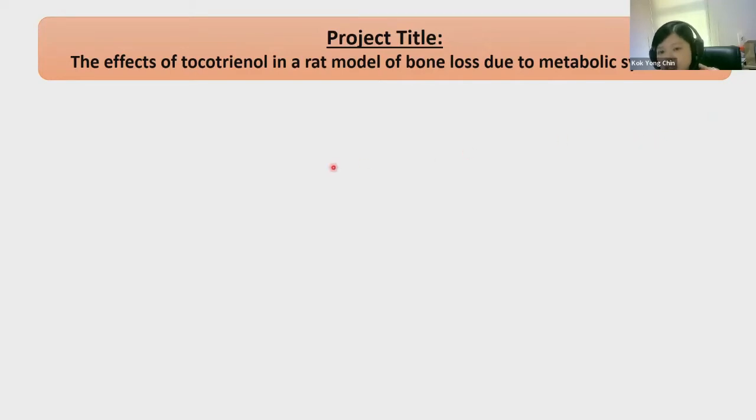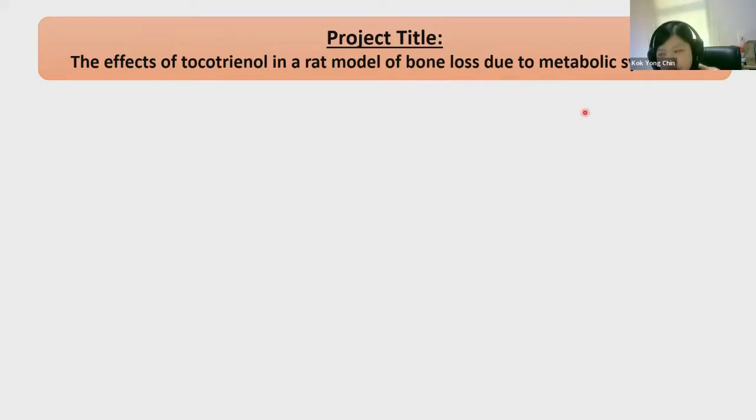As you know, when you get this project, you will need to know what tocotrienol is. The important points here are tocotrienol, the rat model of bone loss, and that the bone loss is actually due to metabolic syndrome. So there are certain things that you need to know, such as how metabolic syndrome can lead to osteoporosis, just by looking at this project title.